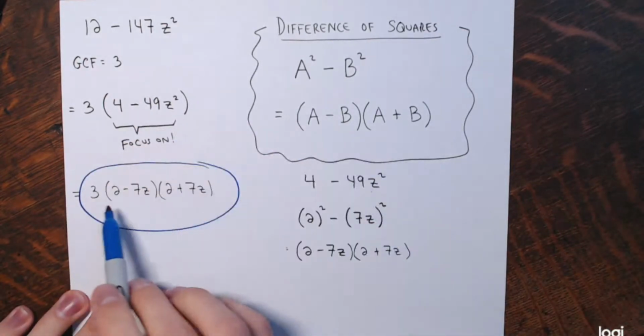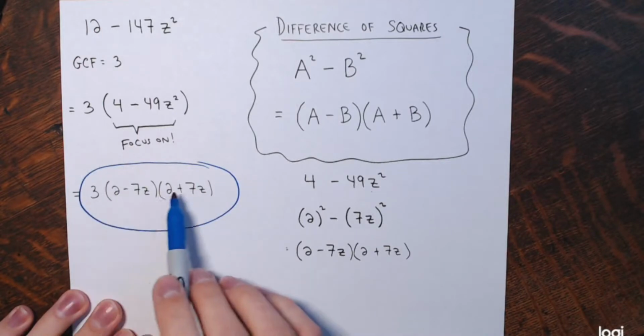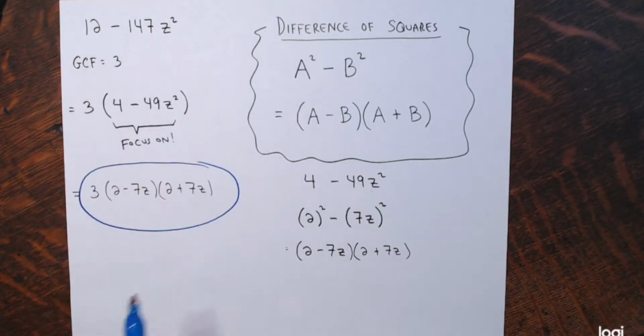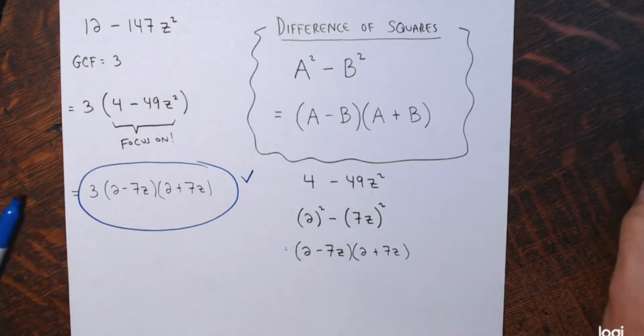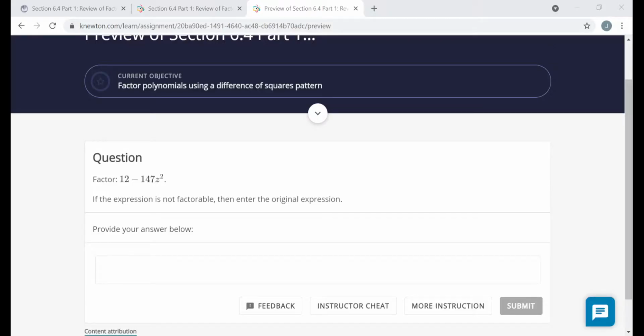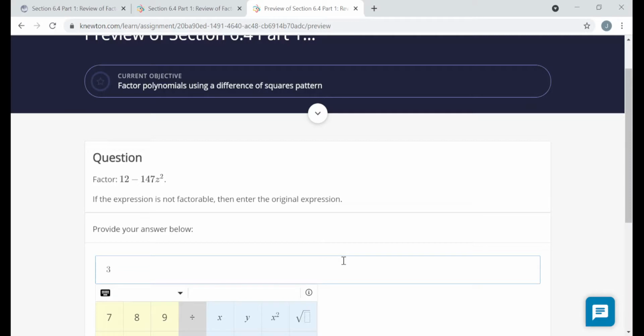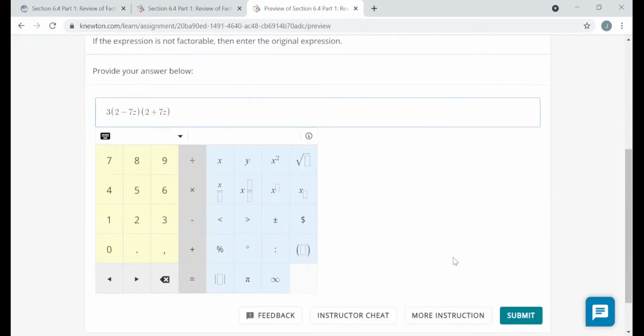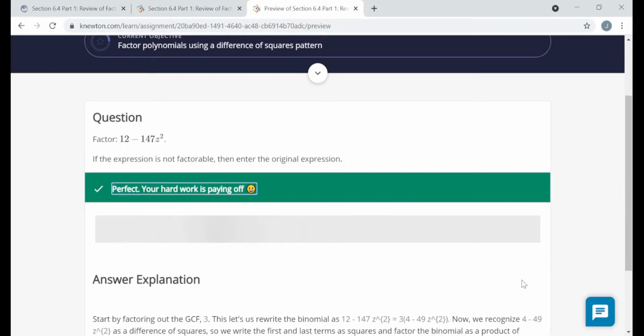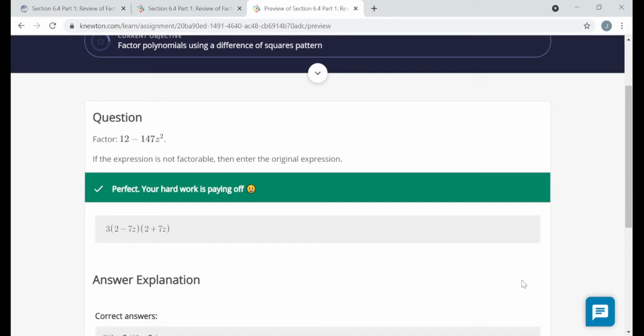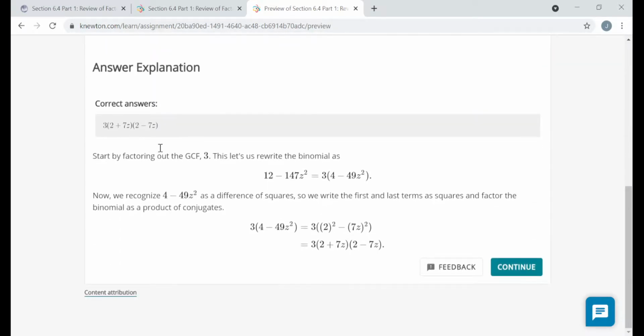And then once again, multiply it out. If you're multiplying properly, you should end up with the original expression, so don't forget to check your answer. All right, so that's what I'll enter. We have the factor of 3 times 2 minus 7z times 2 plus 7z, and that should be fine. And just don't forget you're typing z, not x. Just pay attention to the letters and read through your answer explanations.